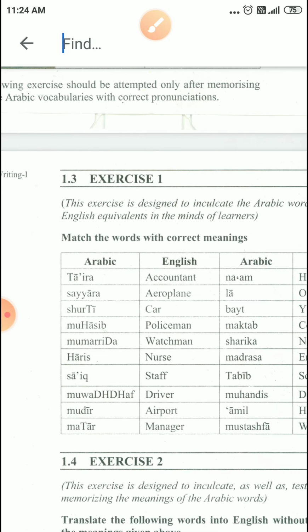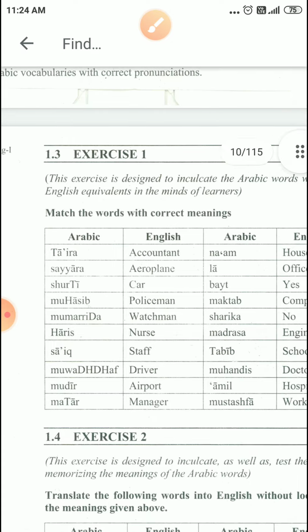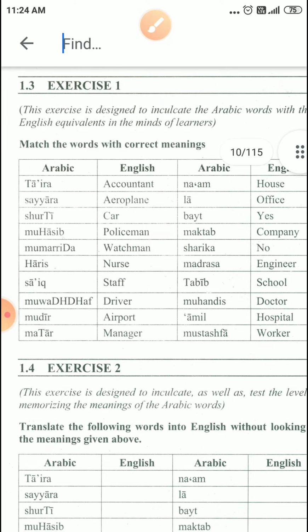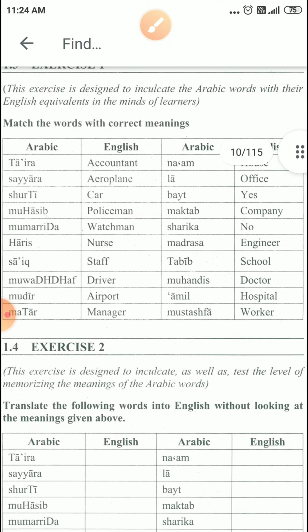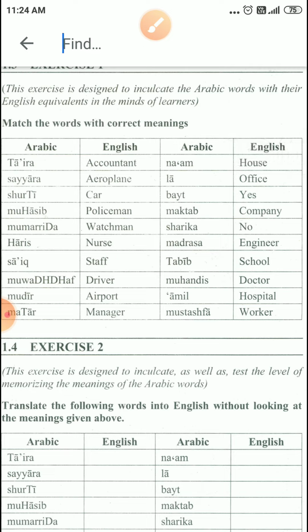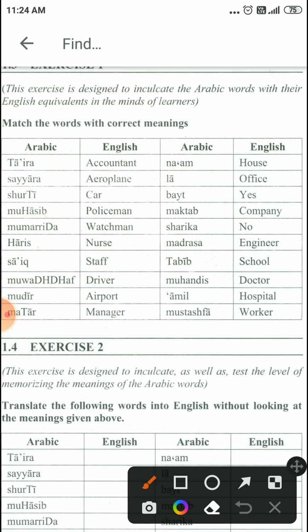After this, there is an exercise based upon these vocabularies. We have to match the words with correct meaning. Exercise is designed to inculcate the Arabic words with their English equivalents in the minds of learners. First one is Ta'ira, which means aeroplane. Second is Sayyara. Sayyara means car. Shurti, policeman.